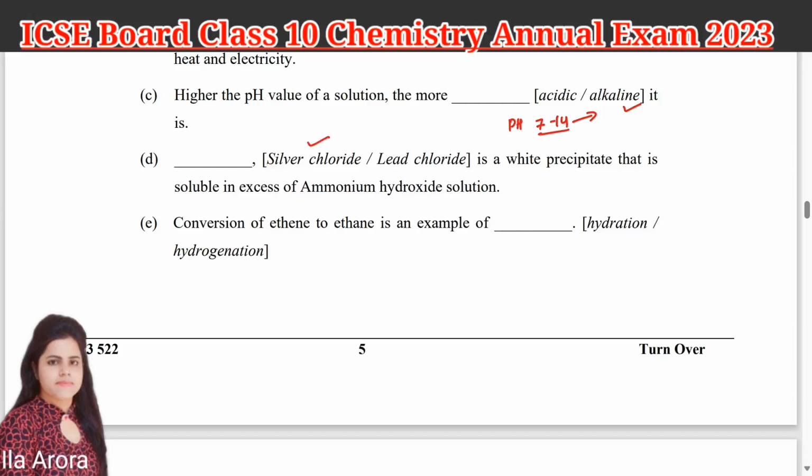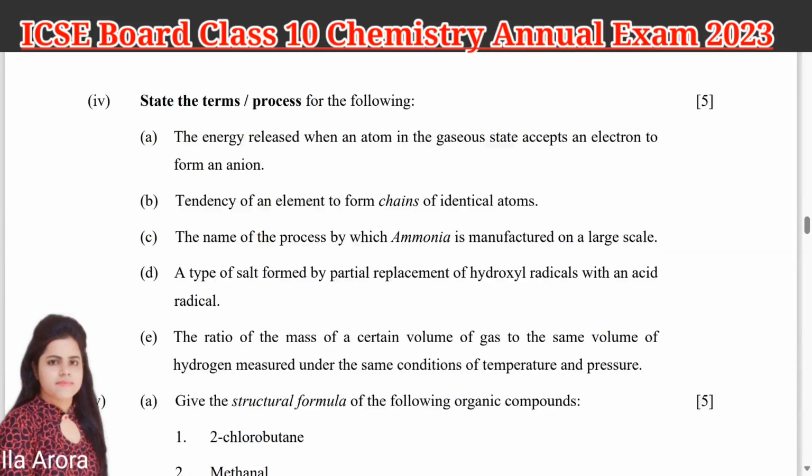Then last question, conversion of ethene, CH2=CH2, to ethane. That is an example of hydration? Hydration means addition of H2O, while hydrogenation means addition of H2. So I hope you can identify, we are adding H2 and that is called hydrogenation. Answer will be hydrogenation.